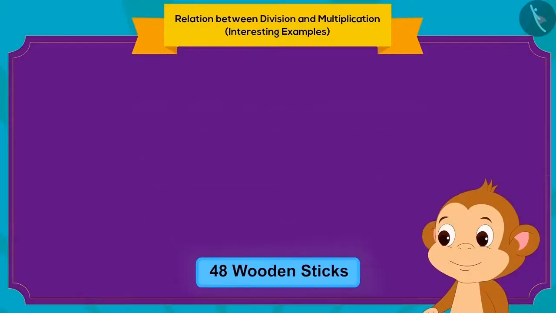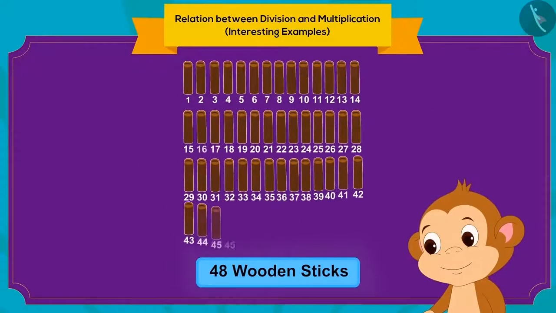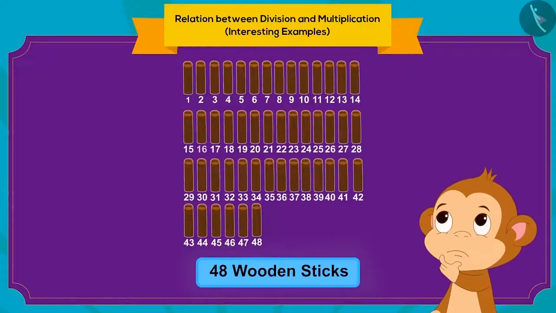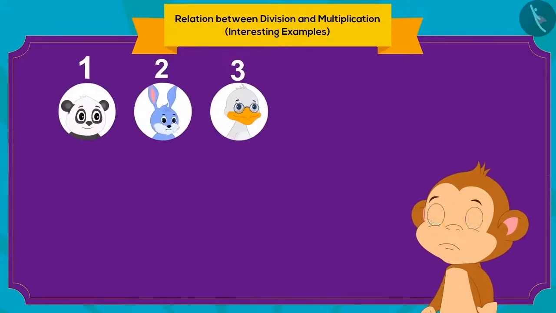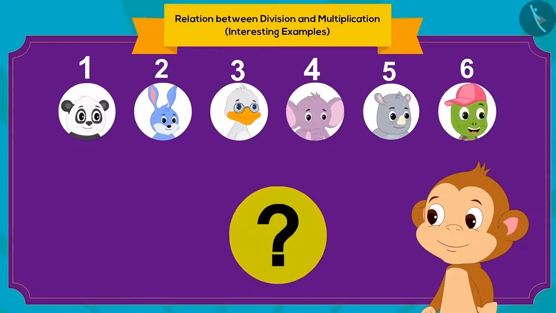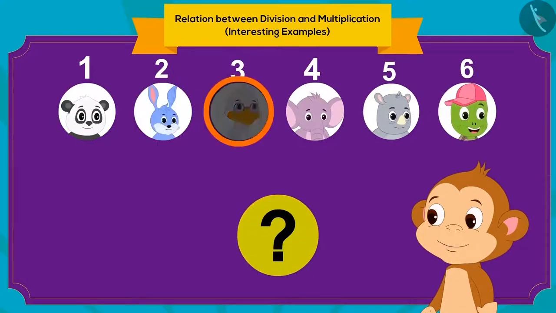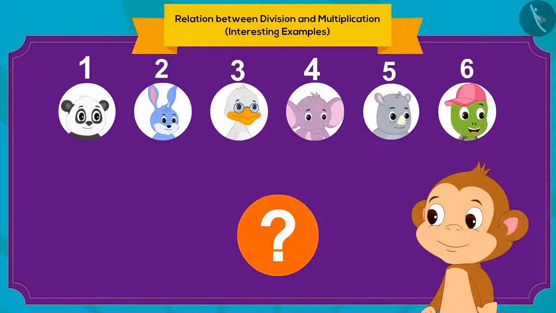There were 48 wooden sticks in total. He thought that he would divide these equally among his six friends. Can you tell how many sticks will each friend get?